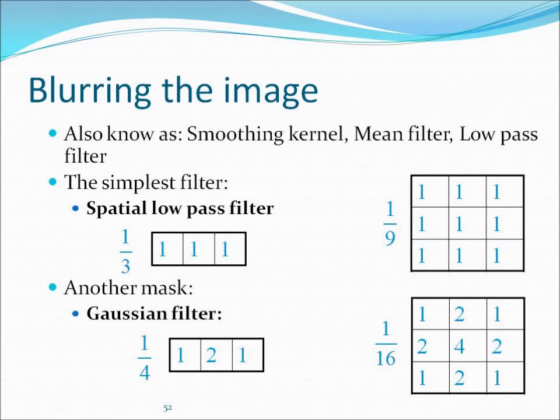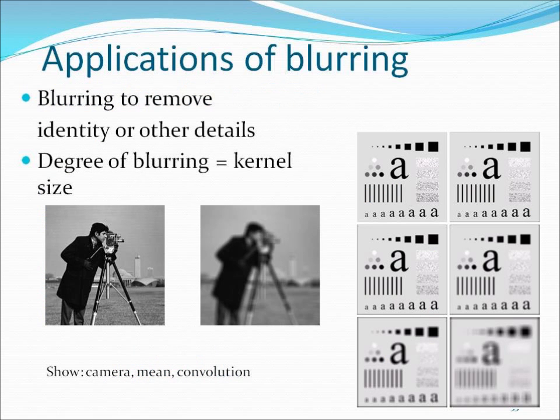In blurring the image, the filter used is also known as a smoothing kernel, mean filter, or low-pass filter. The simplest filter is the spatial low-pass filter. Another filter used is the Gaussian filter, which is as shown. Both the 1D and 2D forms of the filter are given. Blurring is used to remove the identity or other details in the image which we want to hide. The degree of blurring is related to the size of the kernel.